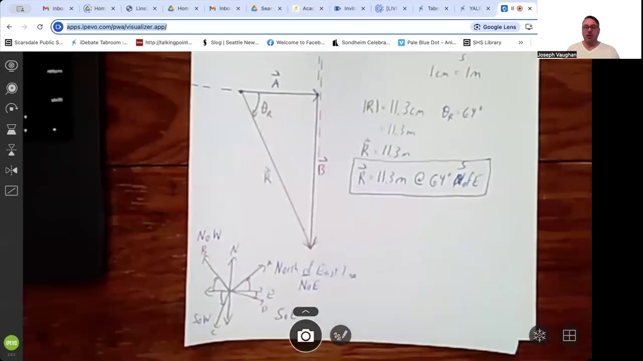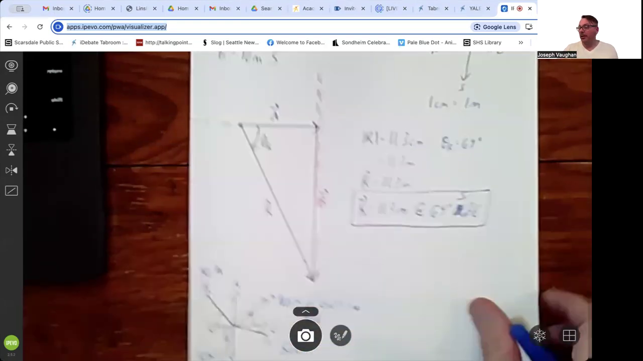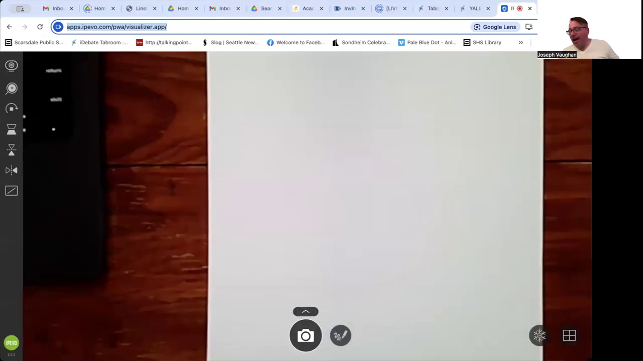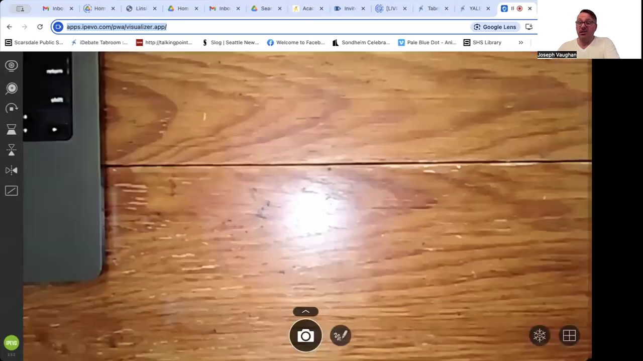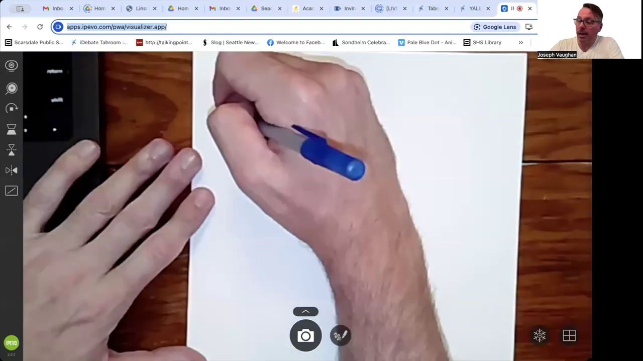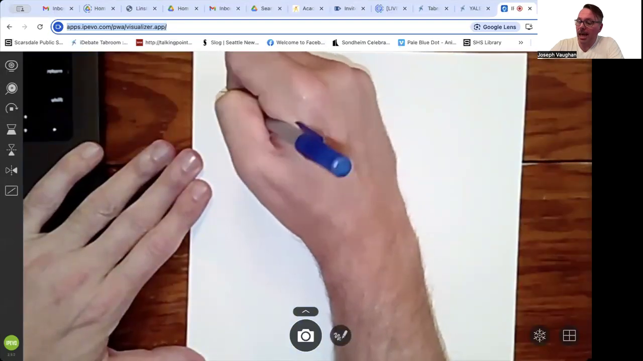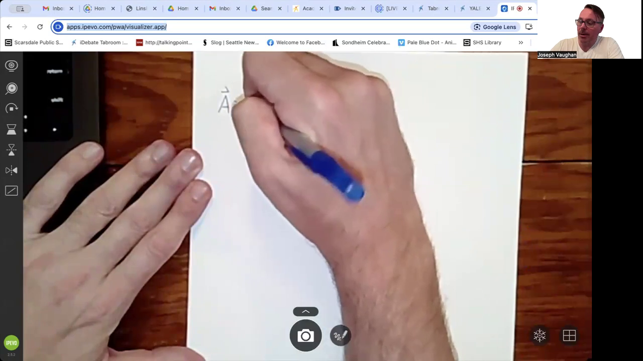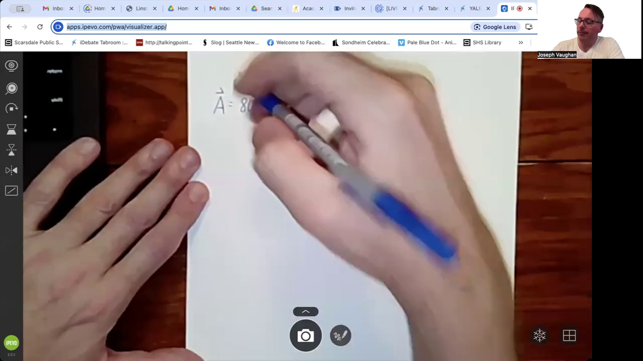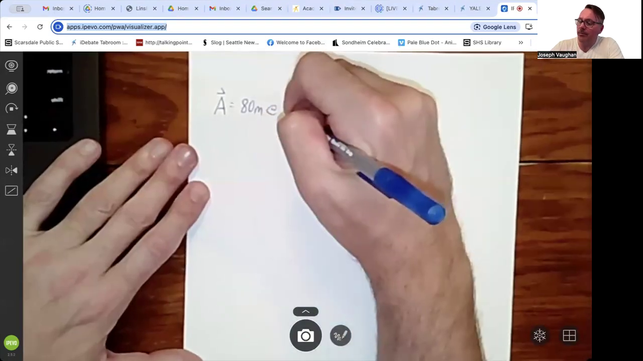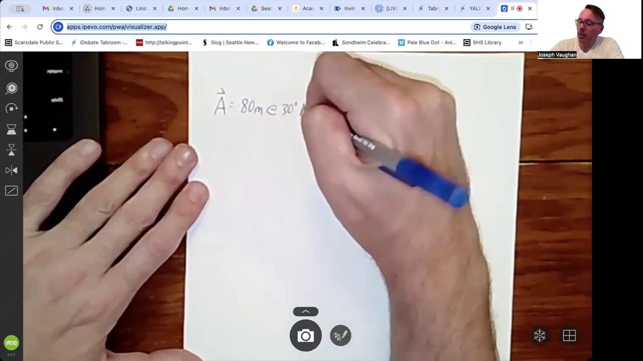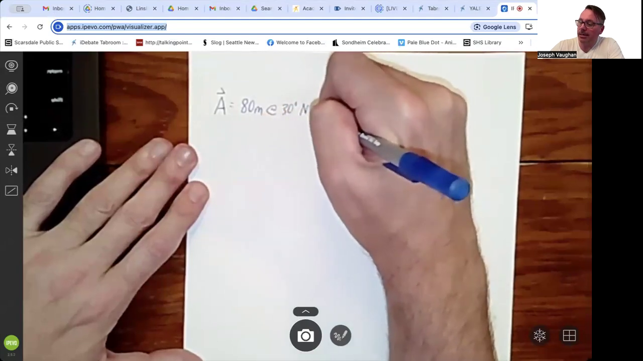Easy peasy. Okay. So that's how we do the graphical addition for non-collinear vectors when they are perpendicular. So now let's talk about what happens if they are angled vectors, if my givens are a little bit more complicated. So here we go. Let's say A now is 80 meters, just a little wrinkle there, but this is at 30 degrees north of east.